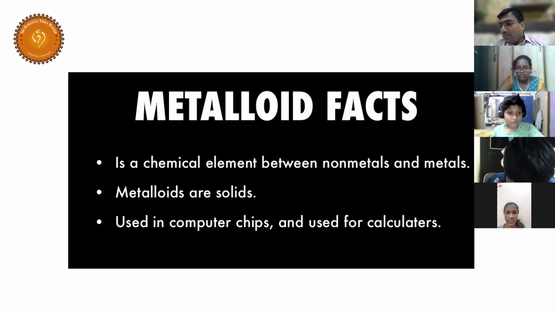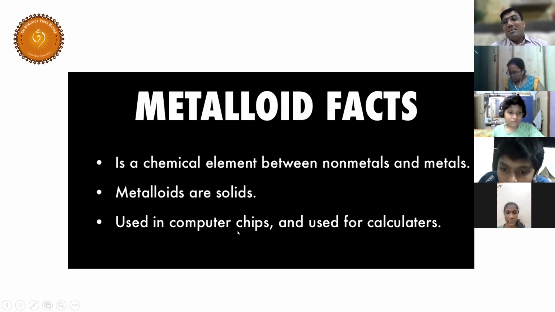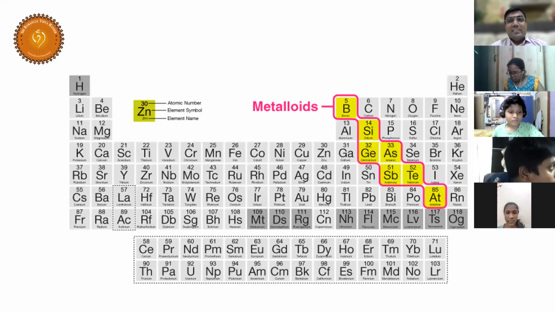Students, have a look here. Metalloid properties are in between metals and non-metals. Very important point. That's why they are called metalloids. They are also solids. For example, silicon: the computer industry will not exist without a silicon chip. Silicon is a metalloid. Its properties are in between metal and non-metal. I hope you understood.